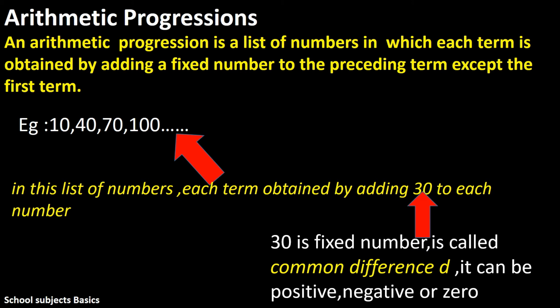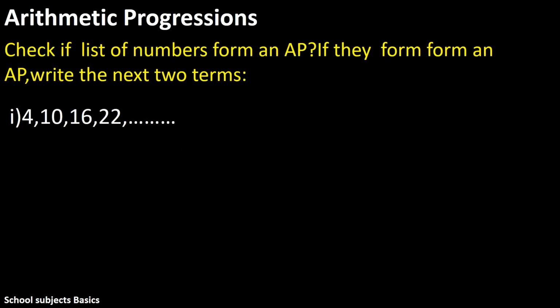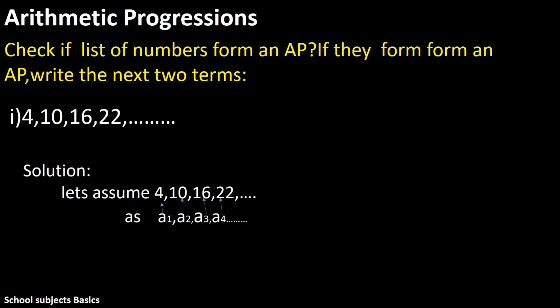So let's check with an example whether the given list is an arithmetic progression or not. Here we have to check if a list of numbers forms an AP, that is arithmetic progression. If they form an AP, we should write the next two terms. The given example is 4, 10, 16, 22 and so on. We have to check whether this list forms an AP, and if it does, write the next two terms. So let's see the solution.